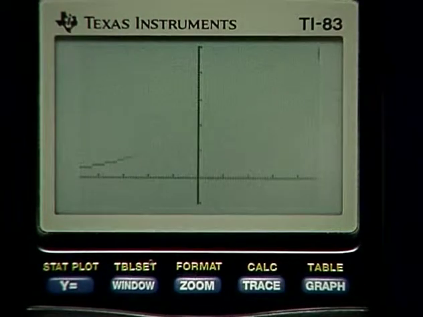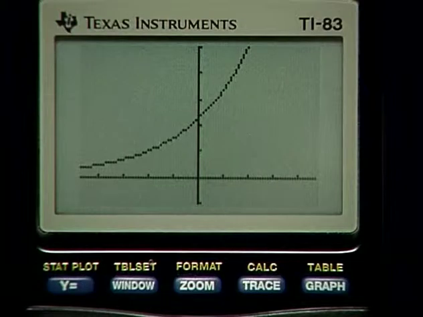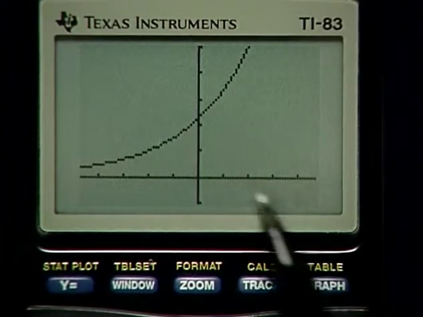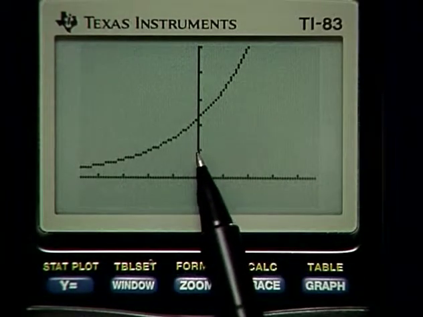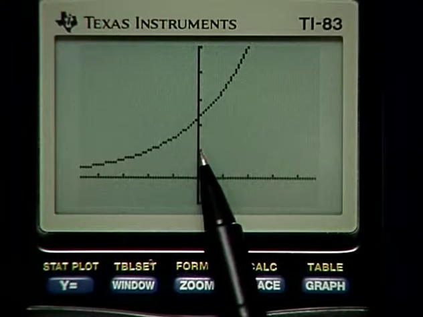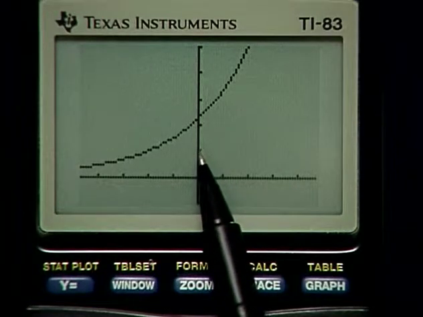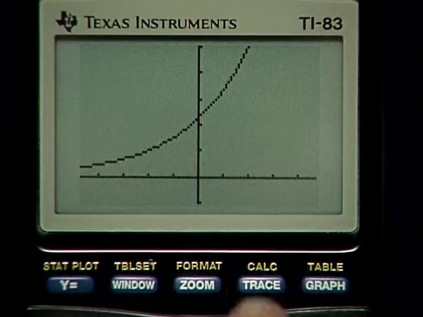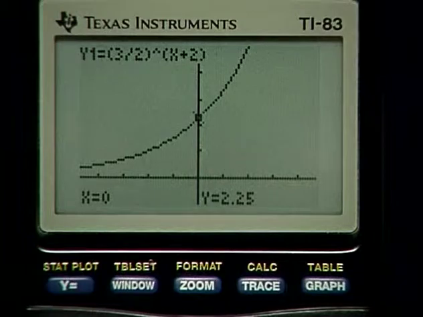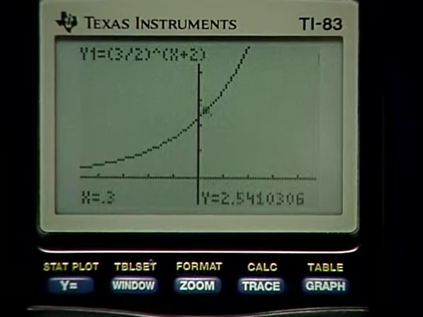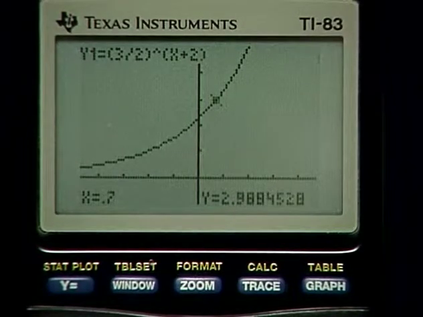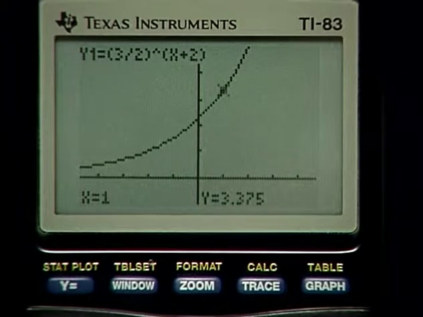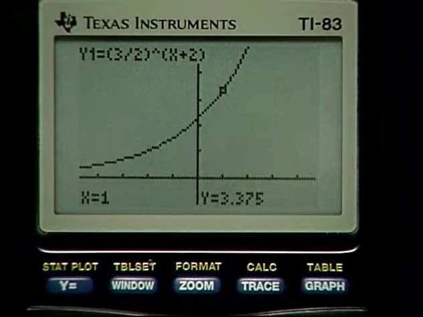And as expected, it is simply a shift 2 to the left of a graph that would go through the point (0, 1). If we were graphing (3/2)^x, it would go through this point, and this new graph is just shifted over 2 from that position. Pressing trace, we can verify one of those points that we had evaluated just a few moments ago. If I cursor over to where x is 1, we see that y is indeed 3.375.